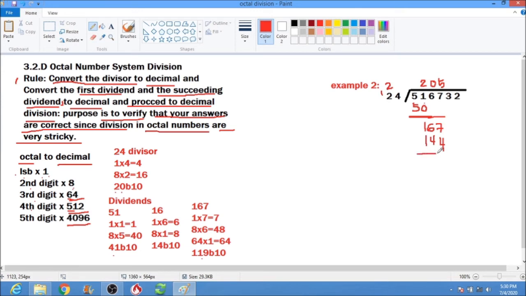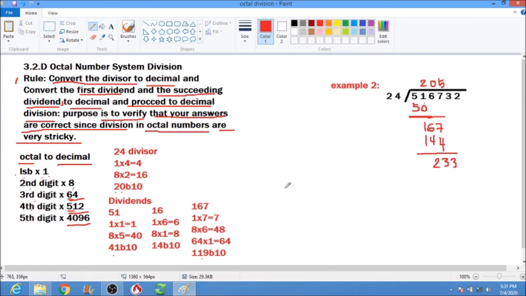Okay? So then proceed to subtraction. 7 minus 4 is 3. 6 minus 4 is 2. Okay? So 23 divided by 24 cannot be. The next, bring down. Okay, so let's cut the carries. Bring down 3.